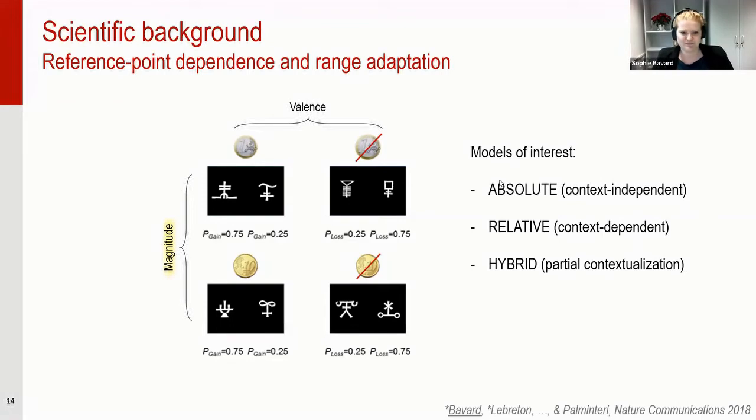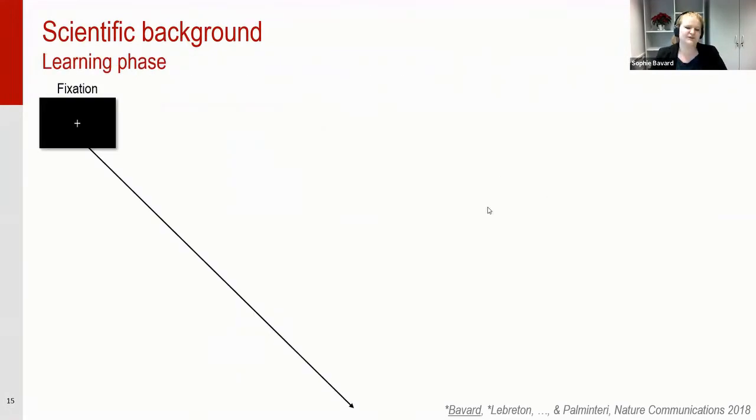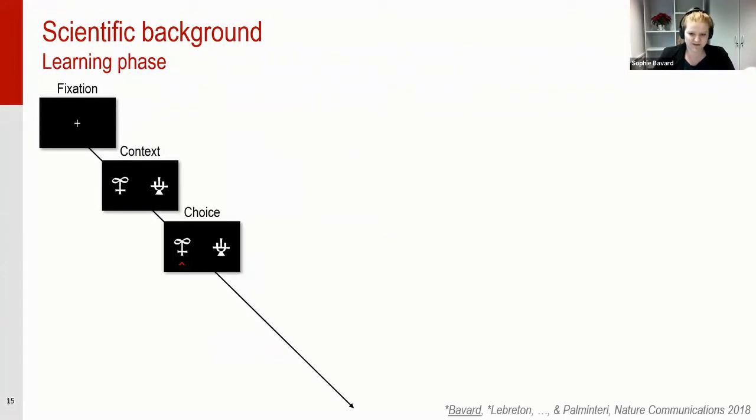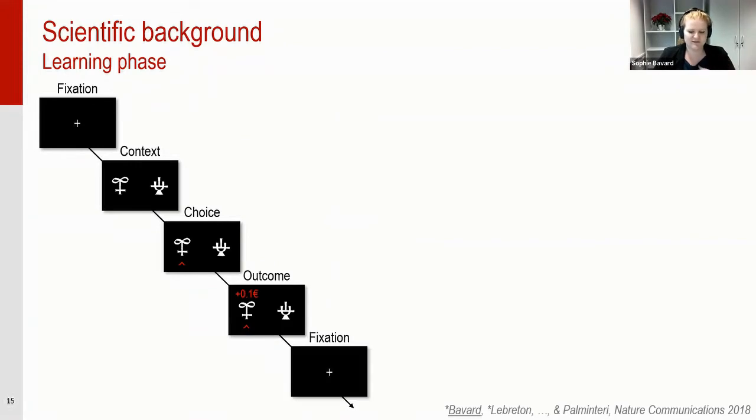Just to give you an overview of the task, and this is also important because it's the same for the other paper, this is what participants saw. First, there was the fixation screen, then the appearance of the two symbols or the two options. Then the participants made their choice, then the reward was displayed, and then it was the next trial.